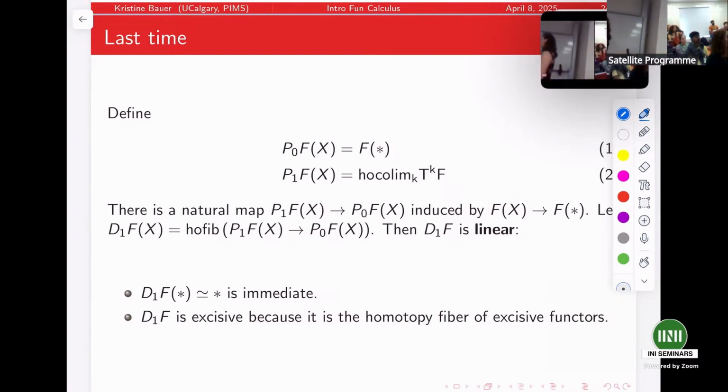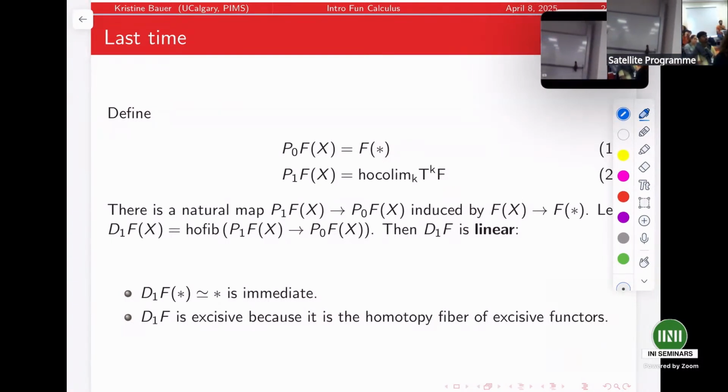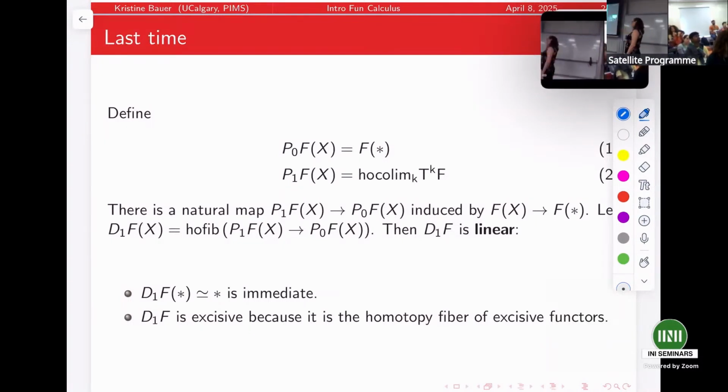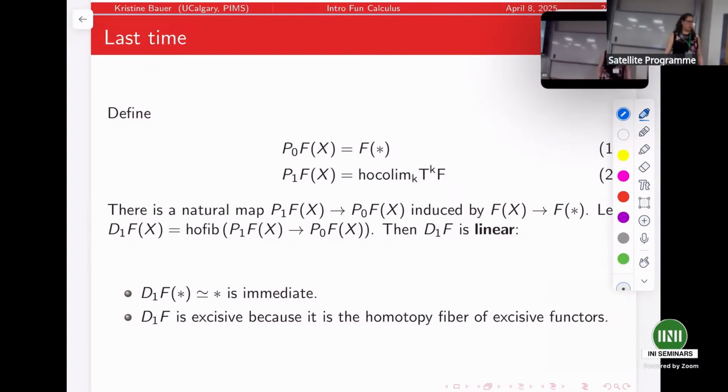The fact that it's reduced is immediate. Take the T's and evaluate them on F of star. You're going to get a base point every single time. And so D1F has no choice but to be reduced. And then it's excisive basically because it's a homotopy fiber of excisive functors. I'm going to use that term several times today.